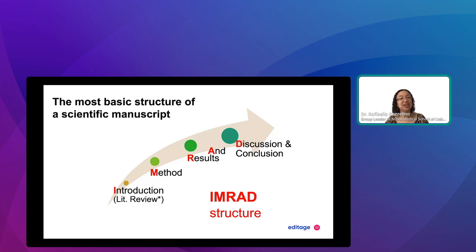So it starts with an introduction, so with the literature review, then a method section, a results section, and then the discussion and the conclusion. And because of the initial letters of all these sections, this is called the IMRAD structure.